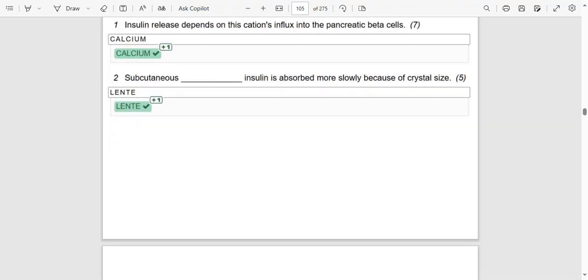Subcutaneous insulin that is absorbed more slowly because of crystal size: lente insulin. Again, this one I think I saw in MCQs. What class of insulin is this? Is it the long acting, short acting, or intermediate? The lente insulin, intermediate, and it is crystal in nature, so it is absorbed more slowly. And then the ultralente is which class? Long acting. Right.